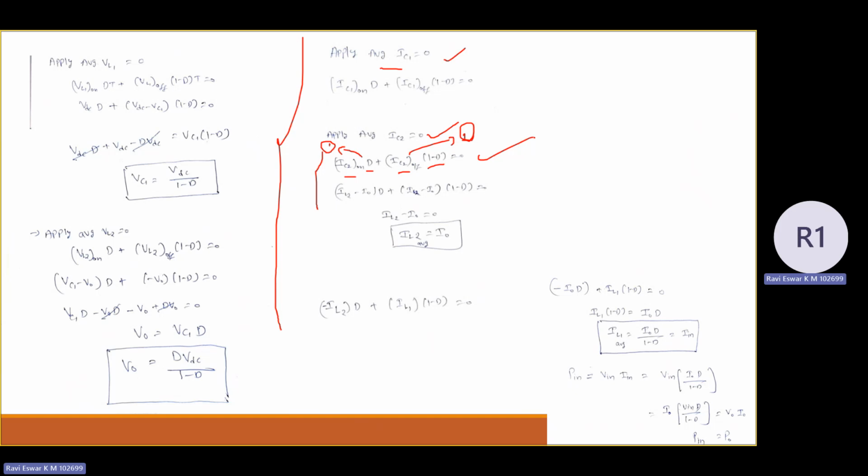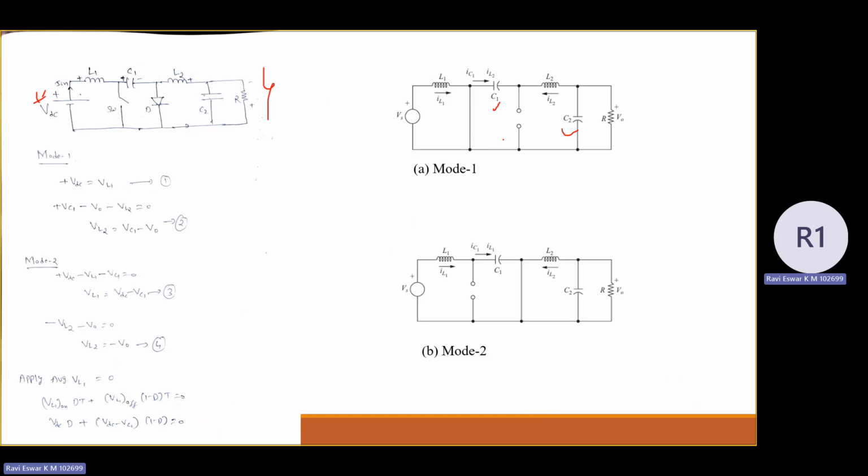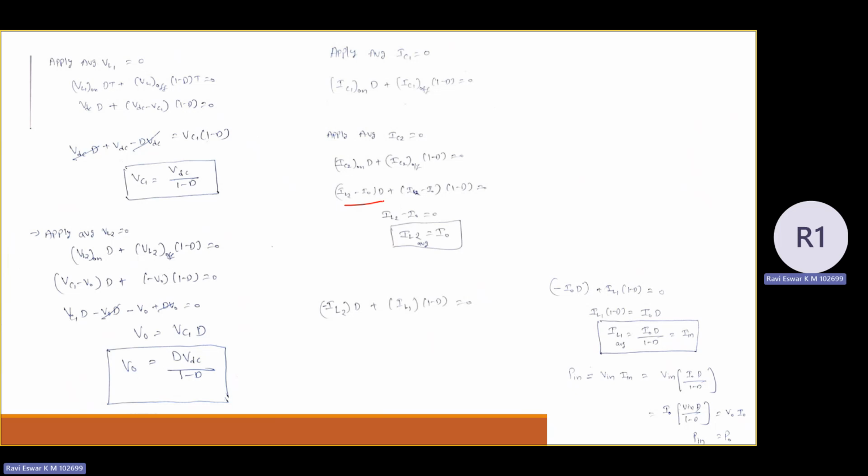Okay, let us see what is the current flowing in the capacitor C2 during on state, that is in mode 1. So in the mode 1, what is the current flowing in the capacitor C2? So IC2 I can write it as IL2 minus I naught. Here the inductor current comes, here IL2 comes. Okay, so here I naught comes. So when you apply KCL here, I can mention the capacitor current C2 as IL2 minus I naught. So the same thing I mentioned here. So IC2 on is equal to IL2 minus I naught.